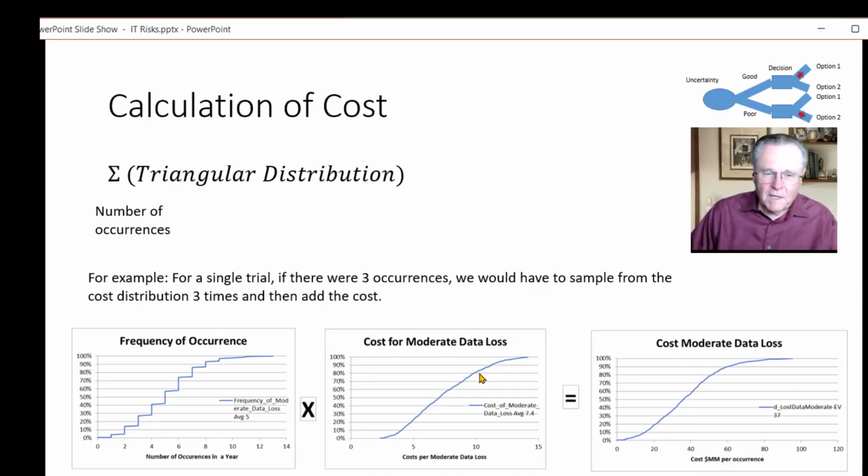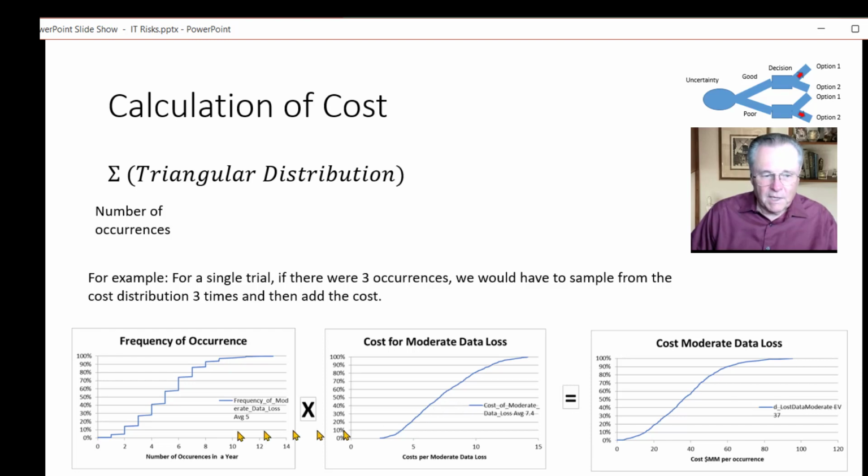So what's necessary once I have these two assessments? I have the frequency that I've assessed, and let's assume we've assessed it as this sort of distribution. It could range from 0 times a year to about 13 times a year that something could happen. And then there's the cost. If I have an occurrence, what is the cost of that occurrence?